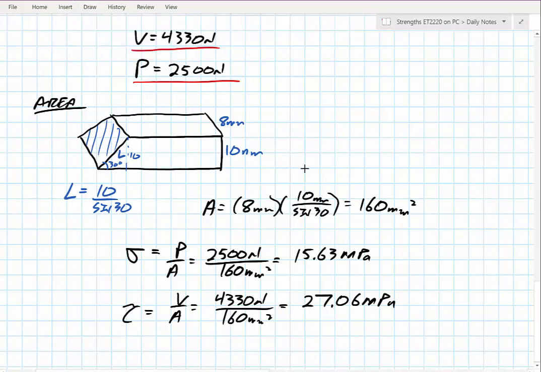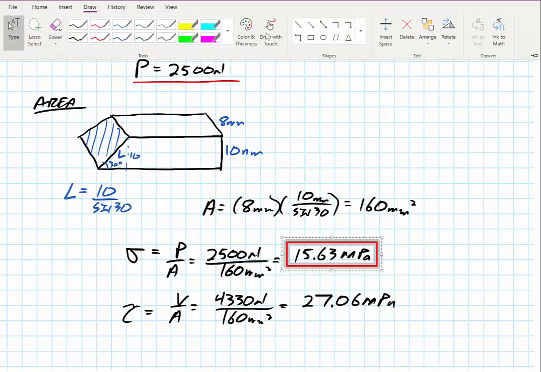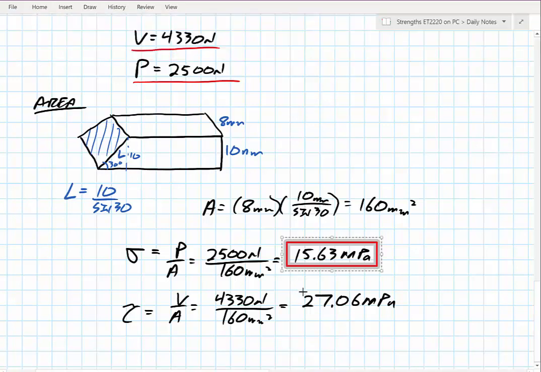So that's kind of the general process. That's about as bad as they get for this part, when we talk about this average normal stress and average shear stress across this cross section.